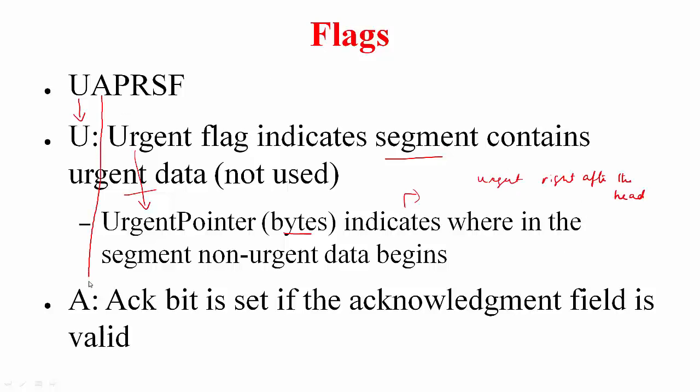This A flag is the acknowledgement flag. So whenever a segment carries a valid acknowledgement, this bit is set equal to 1. Thereby, the other end can interpret the acknowledgement field appropriately. So sometimes the data flow is only in one direction. Thereby, you don't have to interpret the acknowledgement corresponding to the other direction because there is no data flow in the other direction.